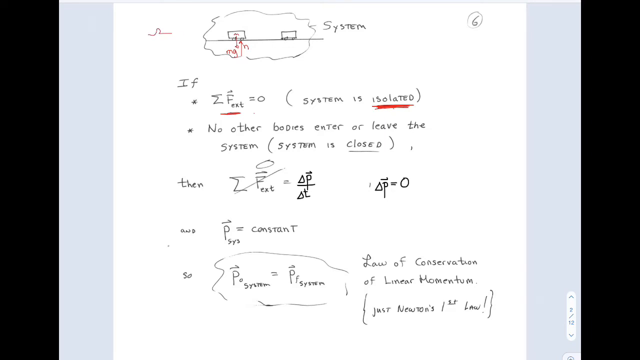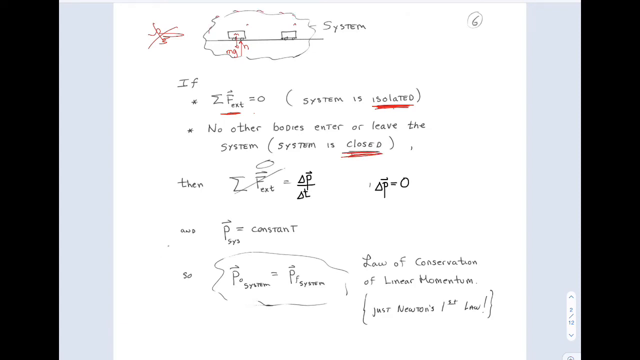So I don't have any fingers coming in to push. These two things sit here. They both have a normal force on them. They both have the weight. They're not accelerating. There's no net external forces. The system's isolated.